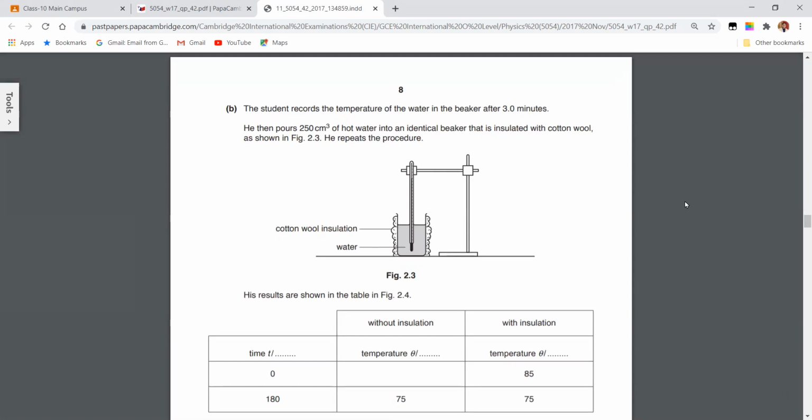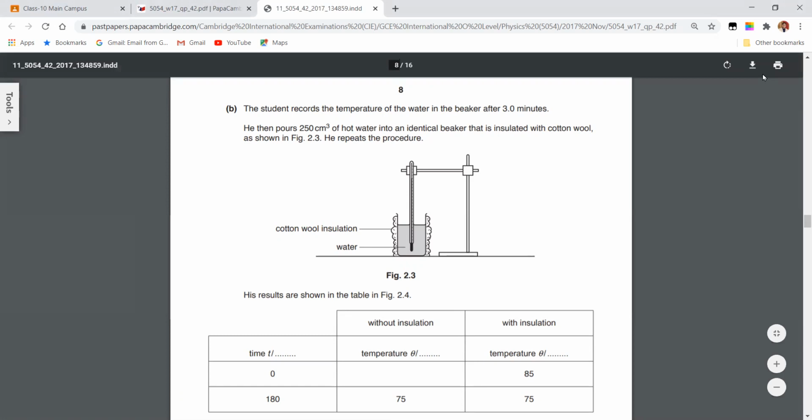B. The student records the temperature of the water in the beaker after 3.0 minutes. Then he pours 250 centimeter cube of water into an identical beaker that is insulated with cotton wool. As shown in figure 2.3, he repeats the procedure. His results are shown in the table, figure 2.4.